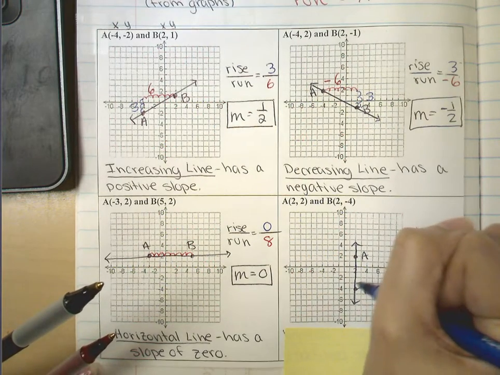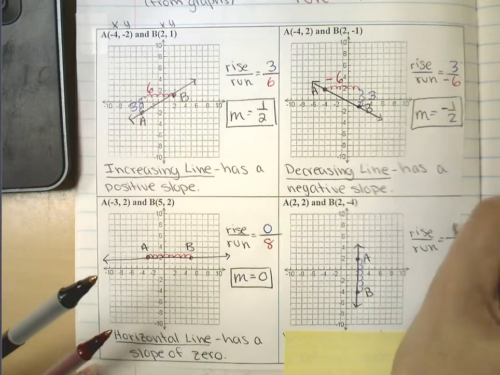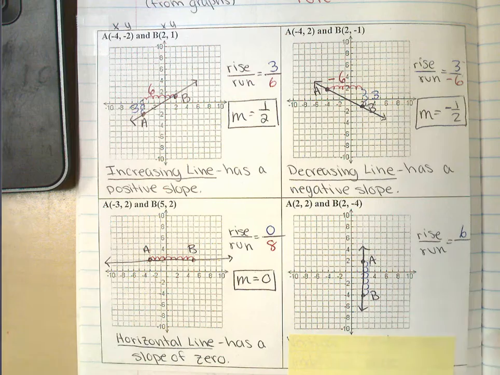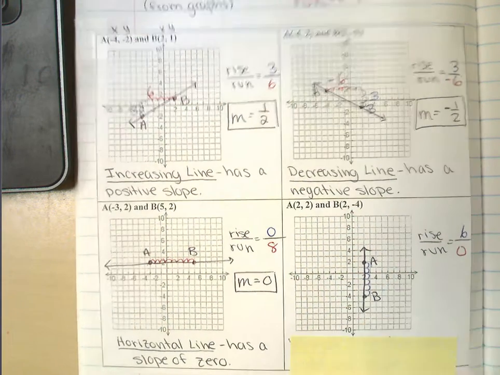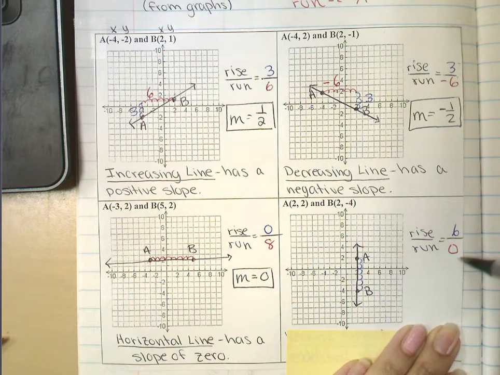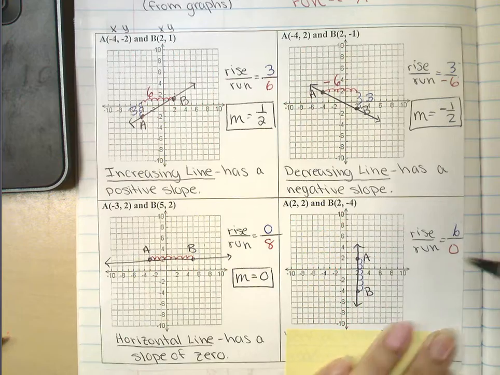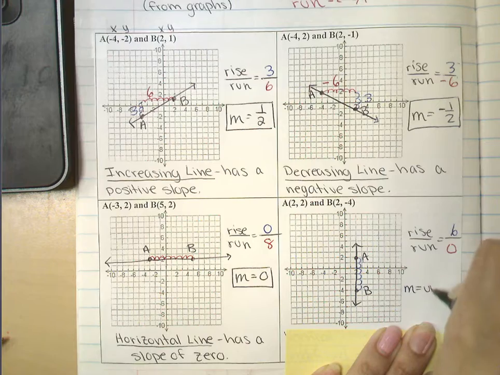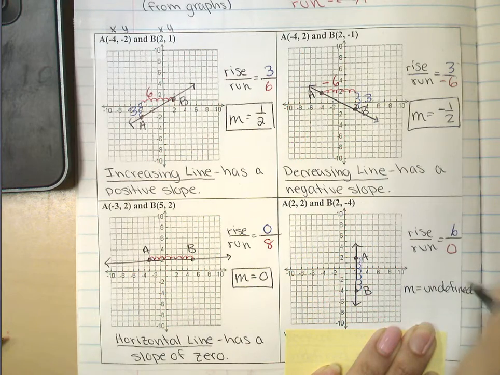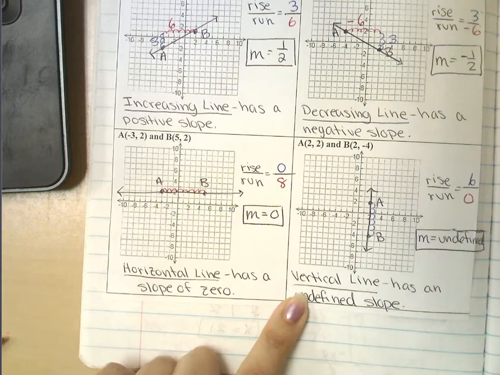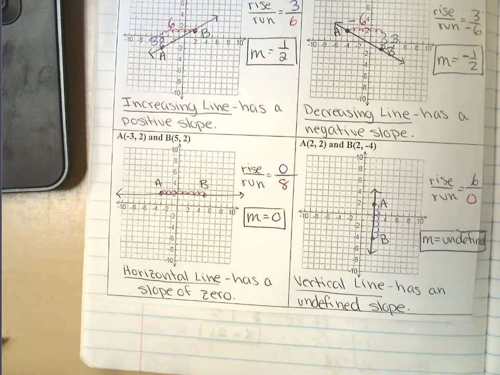My rise is going to be 1, 2, 3, 4, 5, 6. So I went 6 up, and then you have to go left or right to get to point A. So that's gonna be 0 for my run. And anytime you have 0 in the denominator, that's gonna give you an error. 6 divided by 0 cannot be done. That's undefined. So anytime you have 0 in the denominator, your slope is undefined. So this is what you would write for your answer for slope, undefined. To classify your line, you would say that it's a vertical line because it has a slope that's undefined.